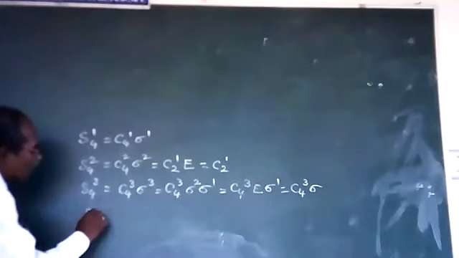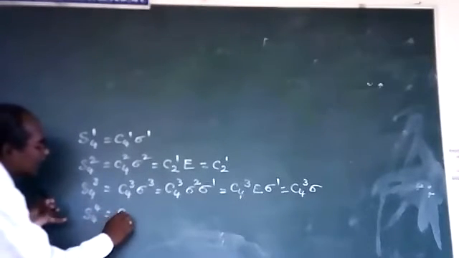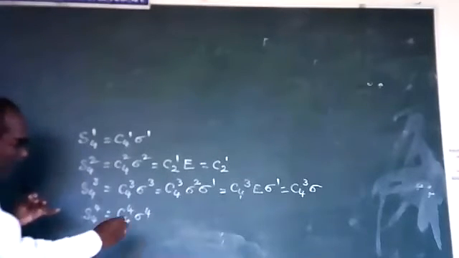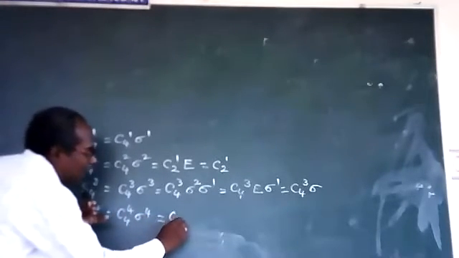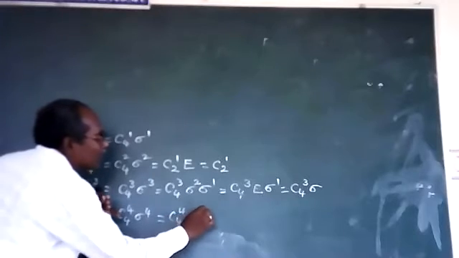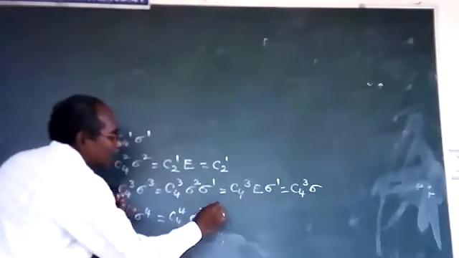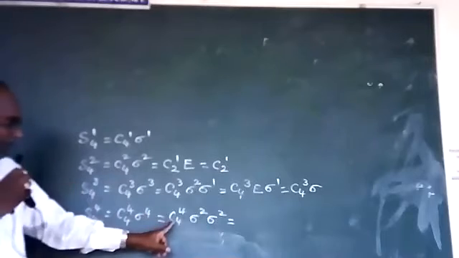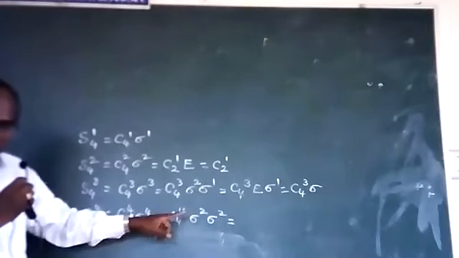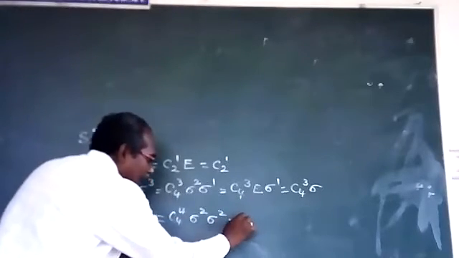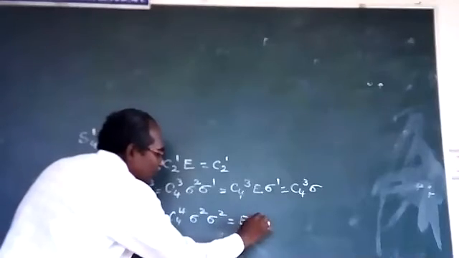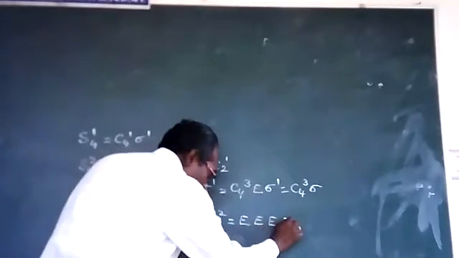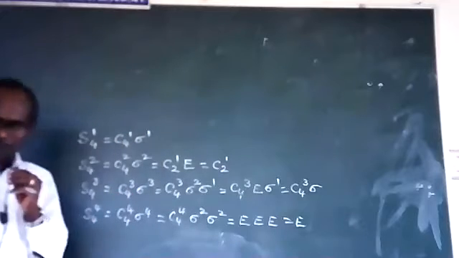Now, S4 four times can be written as C4 four times and sigma four times. This can again be written as C4 four times, sigma twice and sigma twice. What is C4 four times? When you rotate a molecule by C4 four times, you get E, and sigma twice is also E, and the other sigma twice is also E, and as a whole this is equal to E.